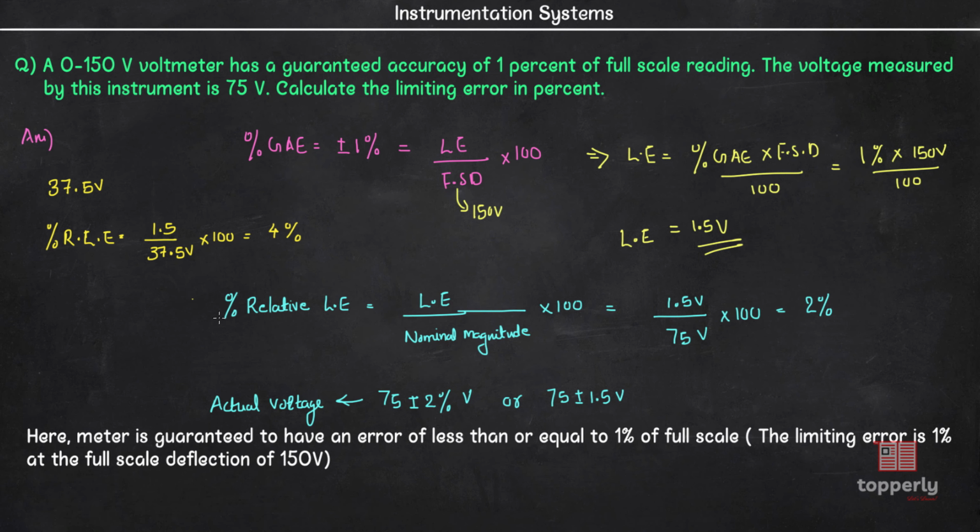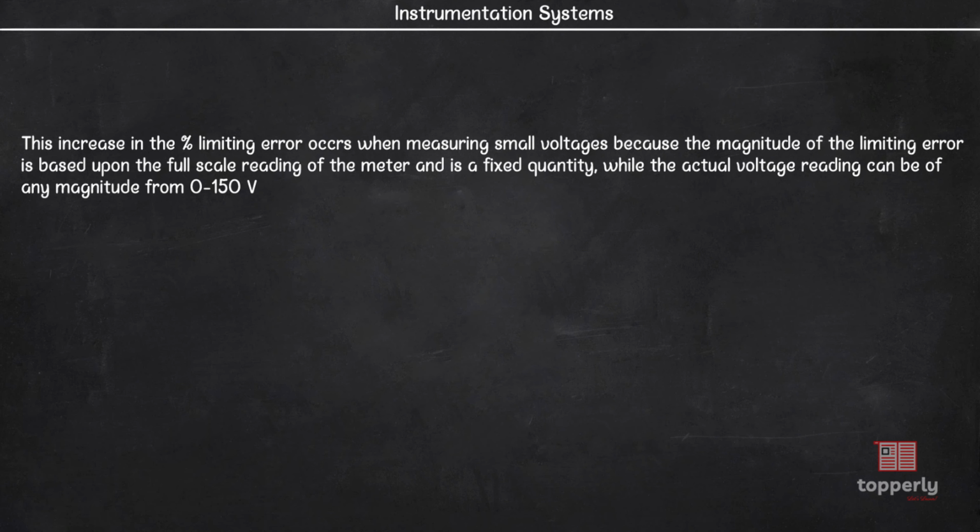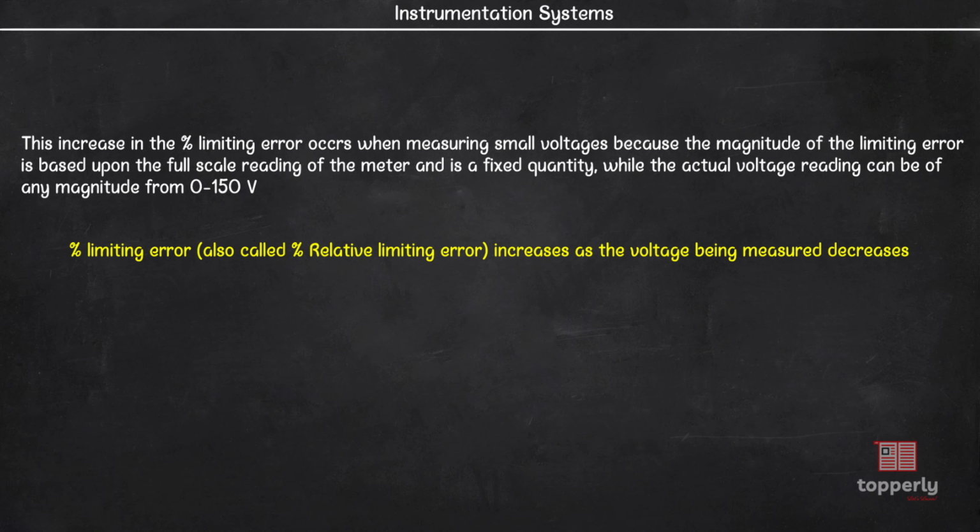This increase in percentage limiting error occurs when measuring small voltages because the magnitude of the limiting error is based upon the full scale reading of the meter and is a fixed quantity, while the actual reading can be of any magnitude from 0 to 150 volt. So in short, we can say that percentage limiting error increases as the voltage being measured decreases.